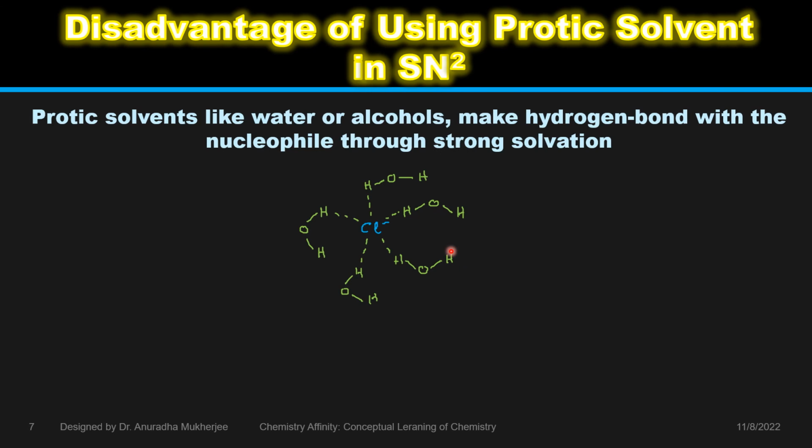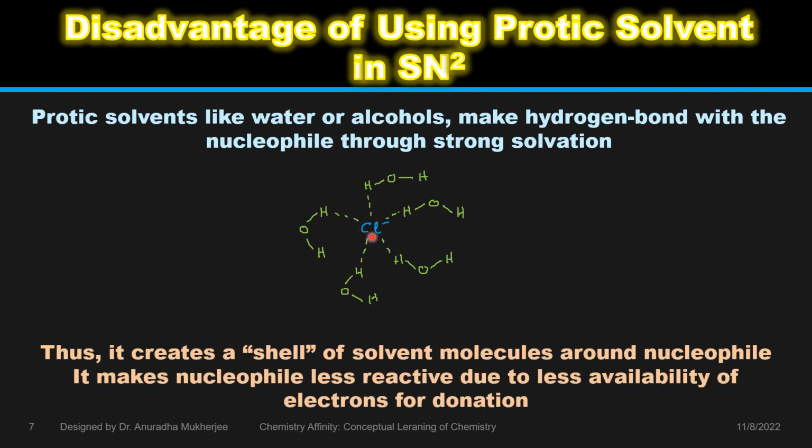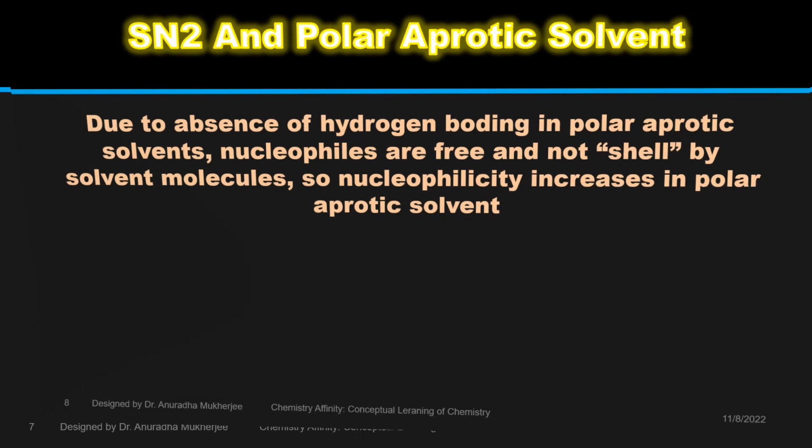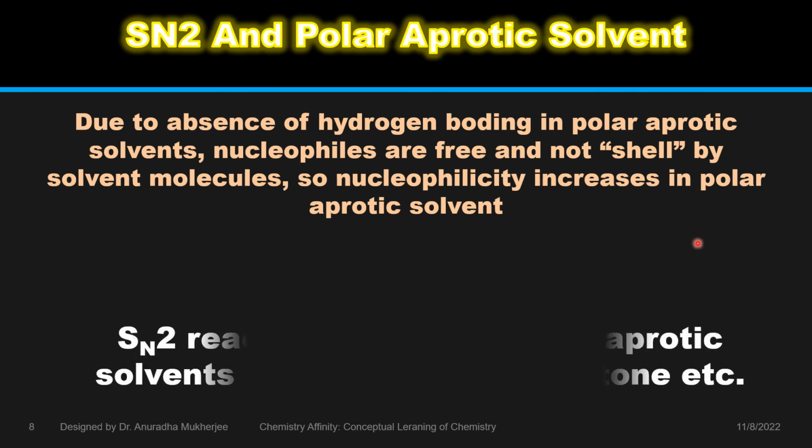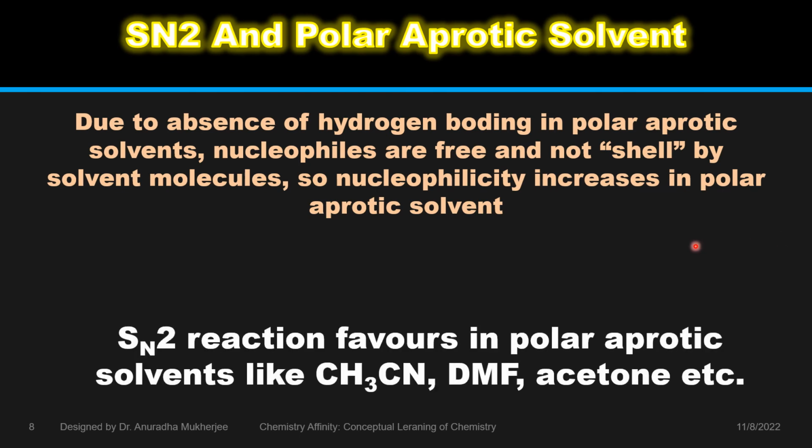In this example, you can see that Cl- is a nucleophile, and if we use a polar protic solvent like water, it makes hydrogen bonds with the nucleophile. So here the nucleophile is surrounded by protic solvent water molecules, and the nucleophile is not free to attack the carbocation, and it will affect the rate of the SN2 reaction. Due to this reason, the SN2 reaction cannot take place in polar protic solvent.